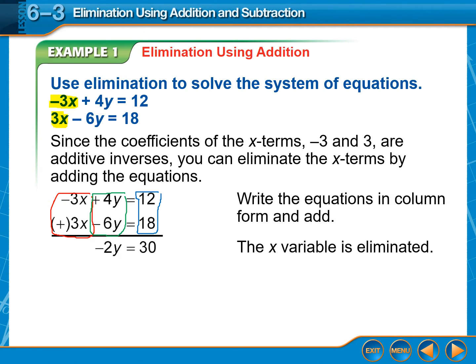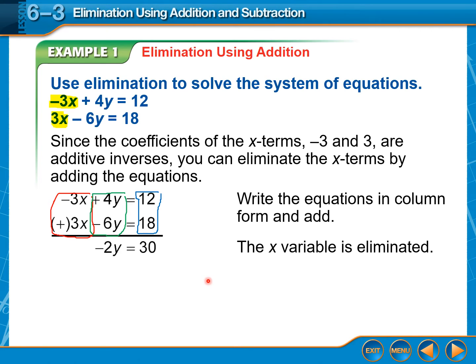And so what's left is, since this is 0, I don't need to write the 0, I can just leave it empty, and I copy this down as negative 2y is equal to 30. So hopefully you're able to see what happens when we combine equation 1 with equation 2. We're combining the x terms together with addition, we add the y terms together, and we add this third column, the constants. Right? And what's left is negative 2y is equal to 30.